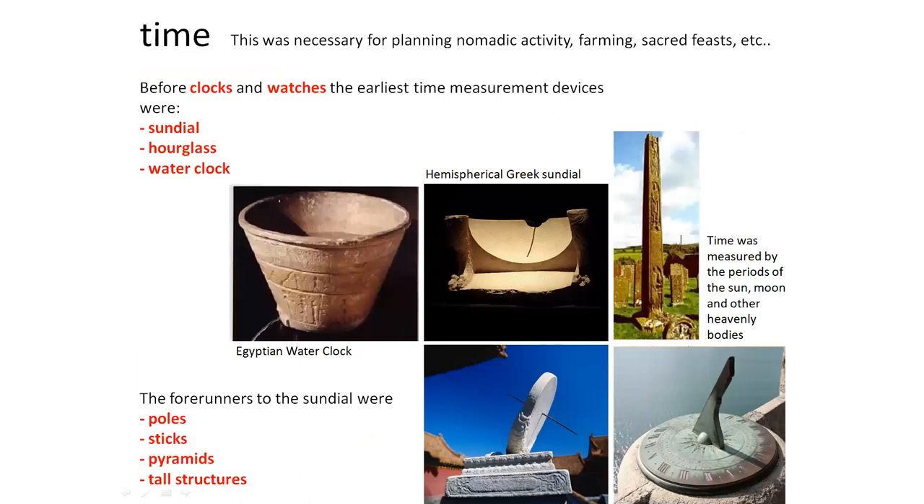For time, we have the sundial, the hour clock, again making use of what was available: the sun and the shadow it would cast on objects, etc. Now we have clocks, watches, and atomic clocks, which show the advancement that has been made.